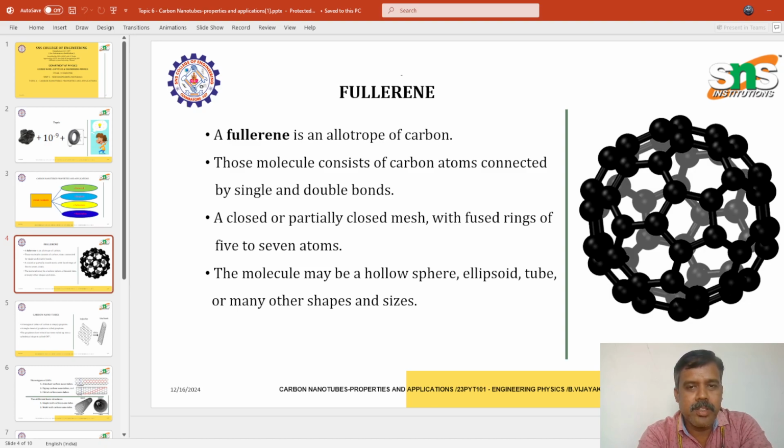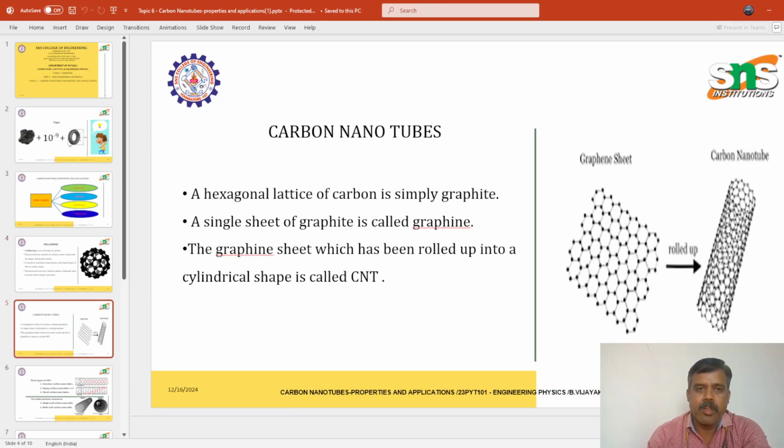Those molecules consist of carbon atoms connected by single and double bonds, forming a closed or partially closed mesh with fused rings of 5 and 7 atoms. The molecule may be a hollow sphere, ellipsoid, tube or many other shapes and sizes. Carbon nanotubes.